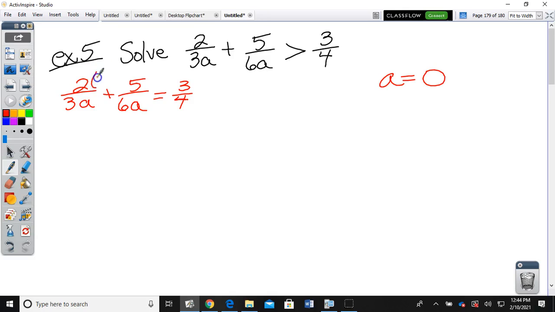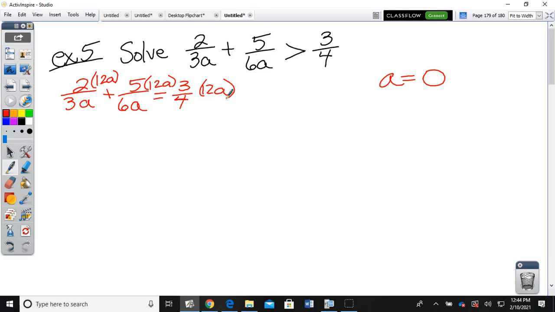Wait, so why can't it be 0? I thought it had to be greater than 3. I'm talking about it can't be 0 because you would be dividing by 0. And it just gives you 0. Correct. No, it doesn't give you 0, it gives you undefined because you can't divide by 0.